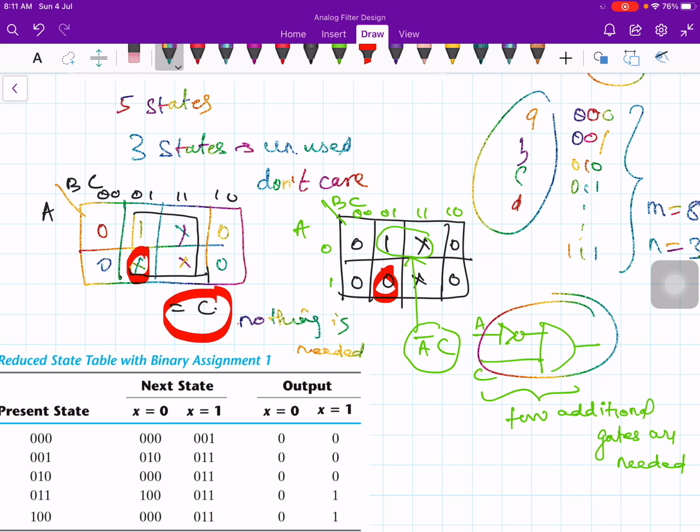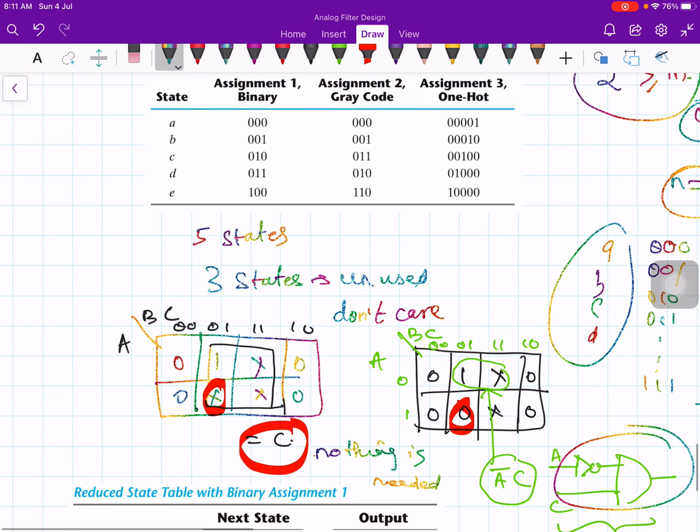Therefore, reducing the number of states not only reduces the number of flip-flops, but also reduces the number of gates in the combinational circuit. As I said, your sequential circuit consists of both flip-flops and gates, the combinational circuits. Therefore, if you try to reduce the number of states, that means what? You have a lot of unused states. So unused states means don't care conditions. Whenever you have don't care conditions, then you are reducing the cost. You are getting simpler Boolean expressions. So these are the advantages of reducing the states.